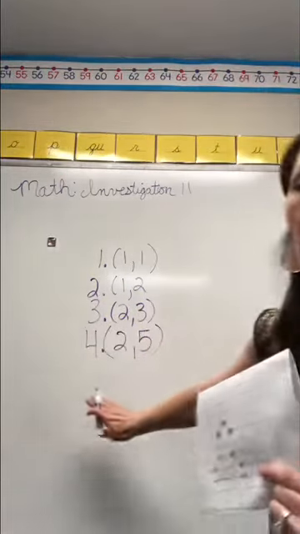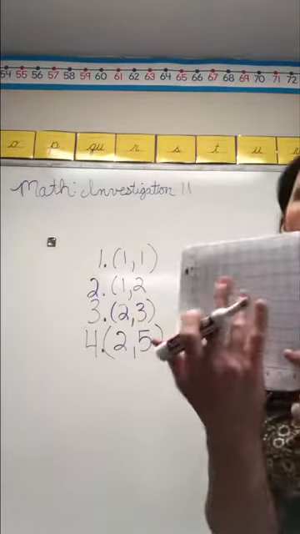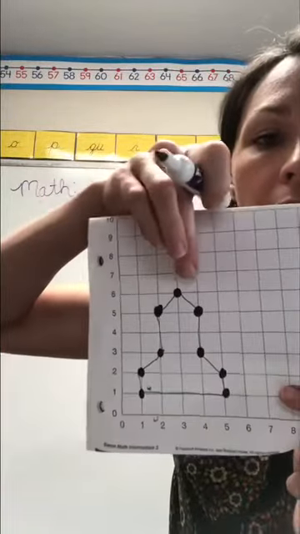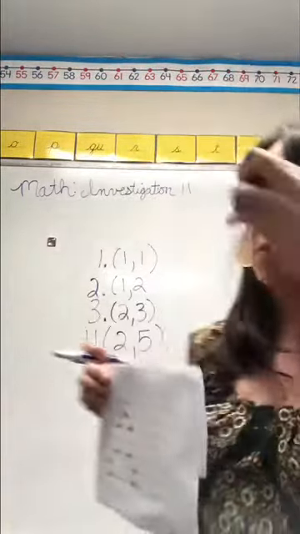And then I would just keep numbering it, 5, 6, 7, 8, until I've given them all the points on the grid. So it looks like our next point would be right here. I'm gonna let you do that though.